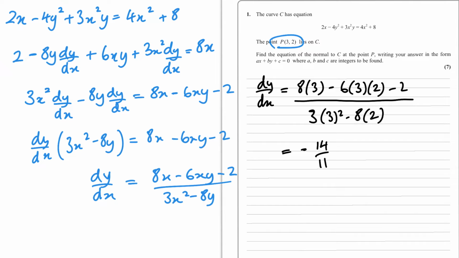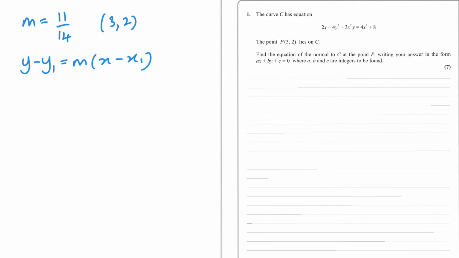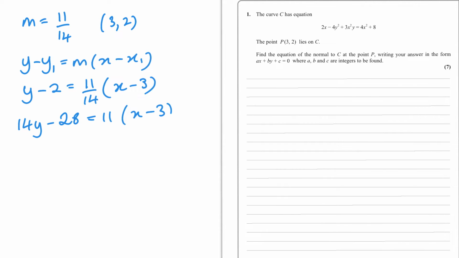Now, we actually want the equation of the normal. So our gradient will be, flip our 14 over 11 to 11 over 14 and change the sign. So we want this gradient at the point 3, 2. So as always, let's use y minus y1 equals m(x minus x1). Substituting in my values. And then I want to multiply by that 14. So we get 14y minus 28 equals 11x minus 3.